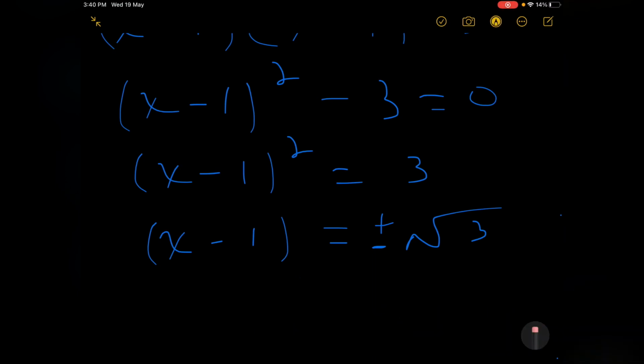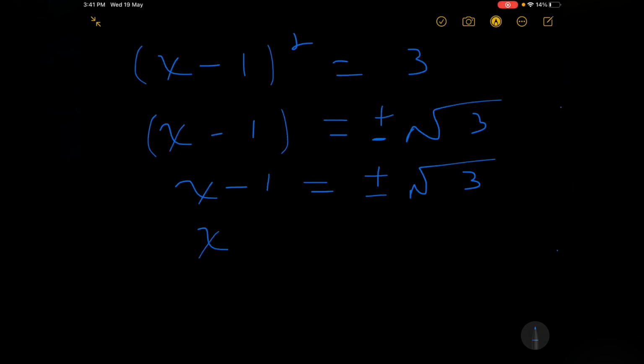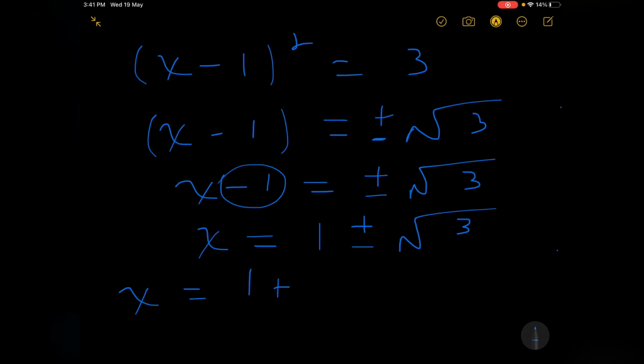Now that we have x minus 1 on this side and plus or minus the square root of 3 on this side, we want to take this 1 to the other side. When we take this to the other side, it will be positive 1. So x is equal to 1, plus or minus the square root of 3. Now that we have plus or minus the square root of 3, we're going to have two values for x. x equals 1 plus the square root of 3, and x equals 1 minus the square root of 3. And this is how you solve by using completing the square.